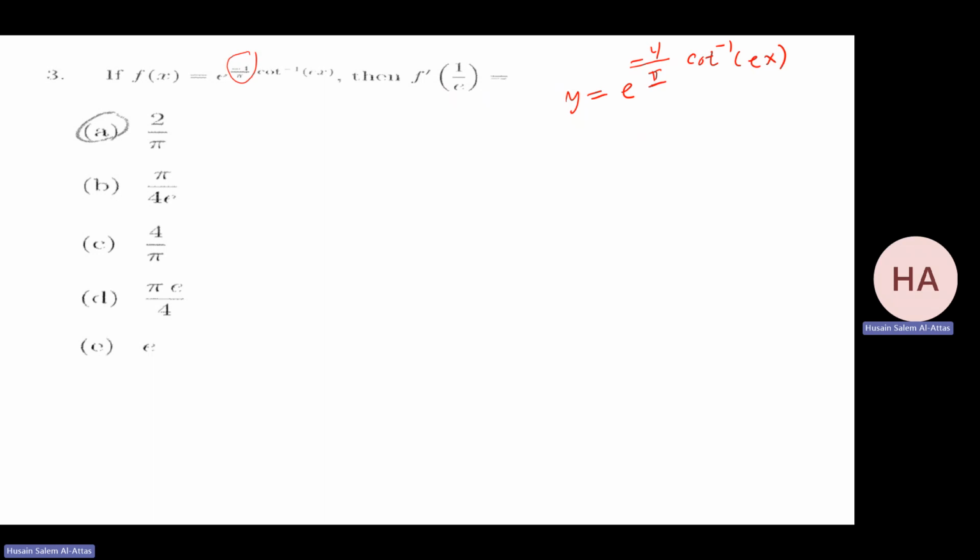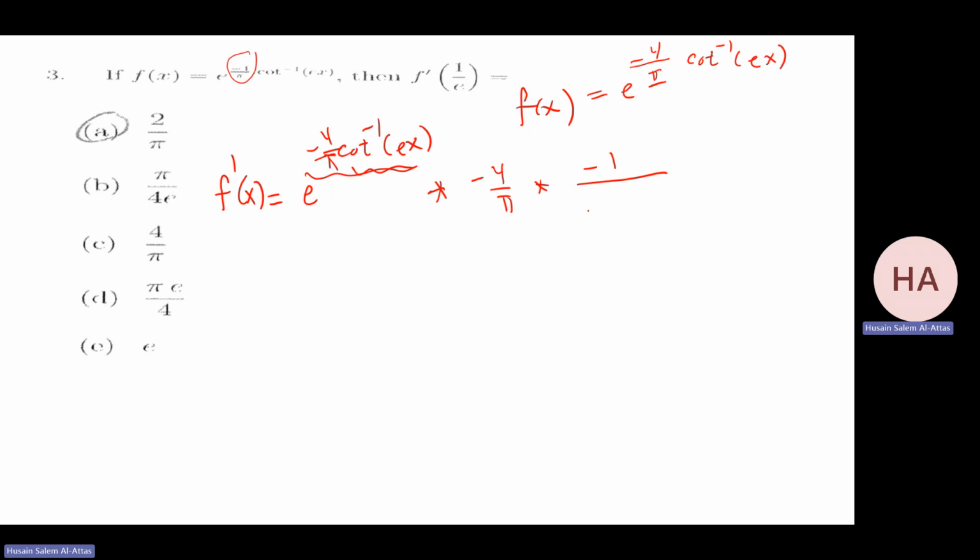So this is a constant. Who cares? What will be y prime? Or this is f of x, so it will be f prime of x. It will be e of all of this, times the derivative of this, which is minus 4 over pi constant, times the derivative of this, minus 1 over 1 plus ex all square, times the derivative of ex, which is e.